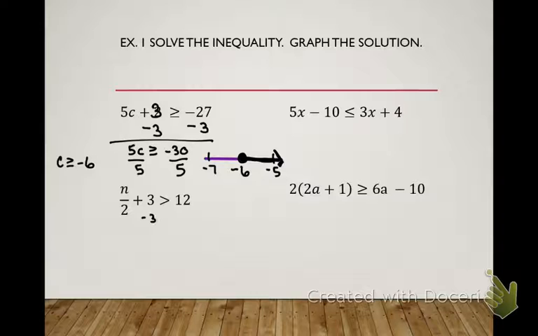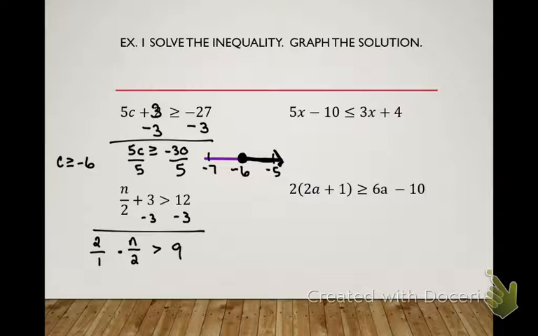Subtract 3. Remember, we want to add and subtract first. Okay? So we get n over 2 is greater than 9. So how could I get that fraction to cancel out, Brody? KFC, so what would I multiply by? 2 over 1. Okay, 2 over 1, not 2 over n.